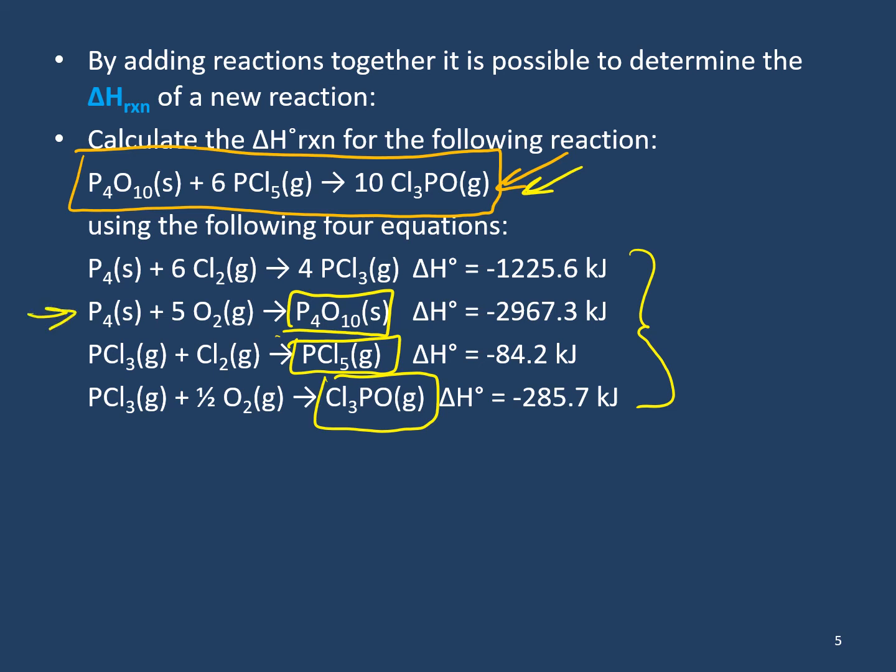P4 reacting with 5O2 to give me P4O10, the first thing I notice is that P4O10 in this reaction is a product, but in my overall reaction, it's a reactant. So the first thing I'm going to do is flip-flop this reaction. So I'm going to rewrite it right now. So we have P4O10 solid going to P4 solid plus 5O2 gas. Now by flipping this, I've changed the delta H of this reaction, right? I need to change its sign specifically.